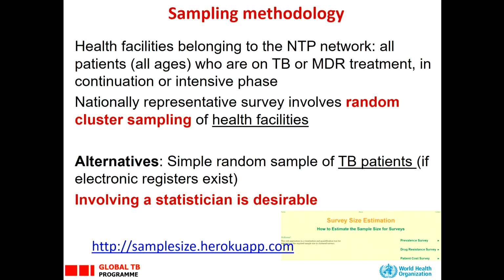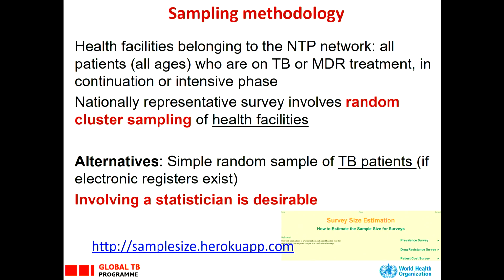In terms of the sampling methodology, we are looking at health facilities belonging to the NTP network. By this we mean public, but also private facilities that are notifying cases, and these take part in the sampling frame. All patients of all ages, and that includes children, are eligible for the survey, both TB and MDR, in continuation and intensive phase. However, children need to be accompanied by a guardian, and it will be the guardian that responds to all the questions on asset ownership and the income and the expenditures and so on.